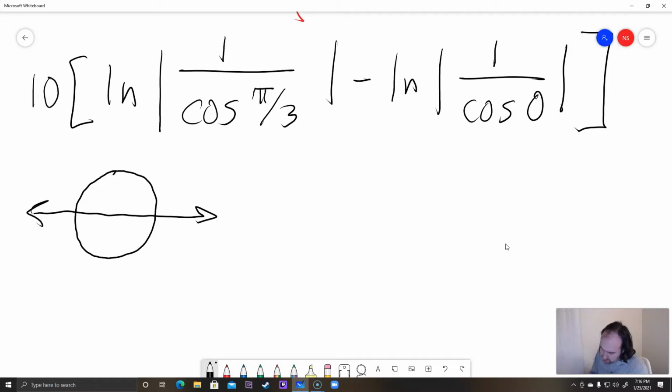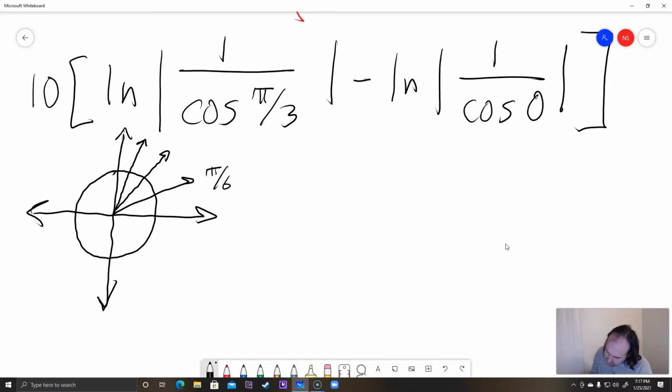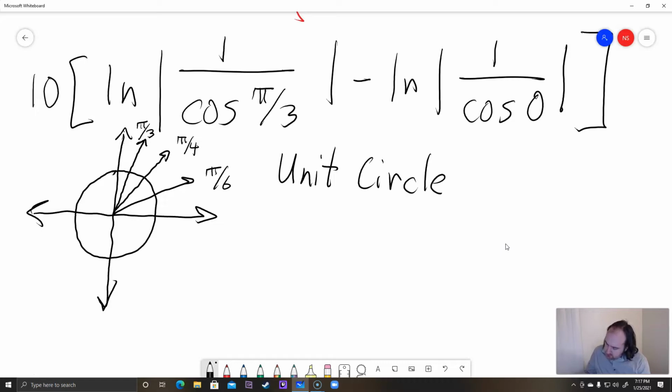From pre-calculus and trig. But with our unit circle, remember the common angles in the first quadrant. Common angles are pi over 6, pi over 4, and pi over 3. Okay, so this is pi over 6, pi over 4, and pi over 3. Okay, so this is just a quick review of the unit circle, just in case you don't remember this stuff.